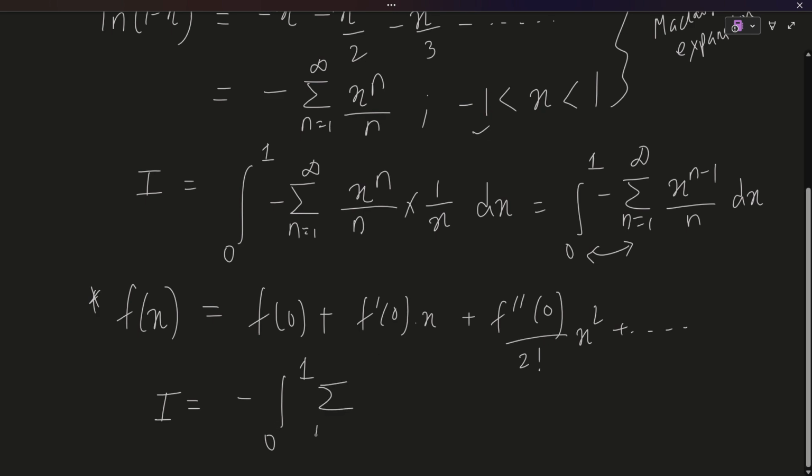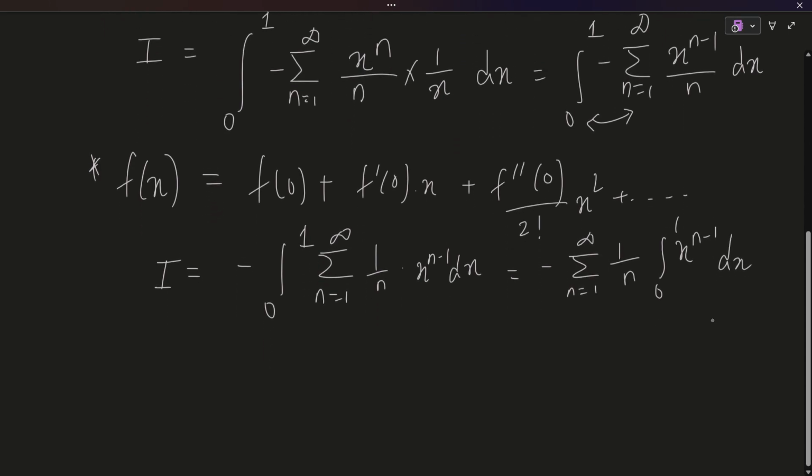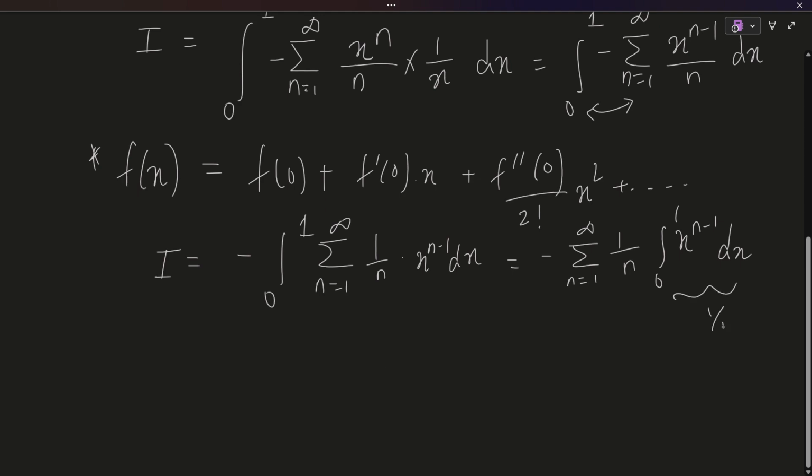You can write this expression as the sum from n equals 1 to infinity of 1 by n into x to the power n minus 1 dx, where x is the integration variable. So the whole summation can just come out like this: the sum from n equals 1 to infinity of 1 by n, and then the integral from 0 to 1 of x to the power n minus 1 dx. Now this is a fairly simple integration. You know that this equals 1 by n, and thus the integral turns into the negative of the sum from n equals 1 to infinity of 1 upon n squared.